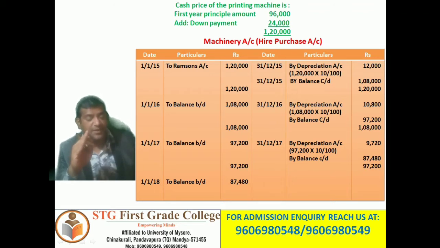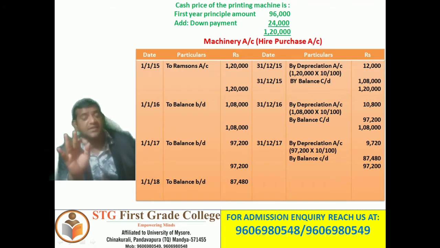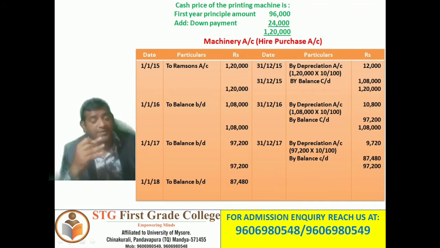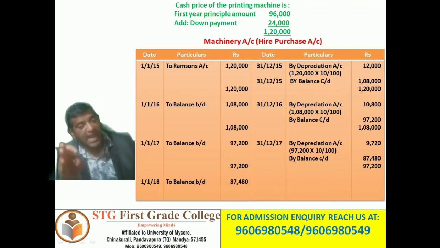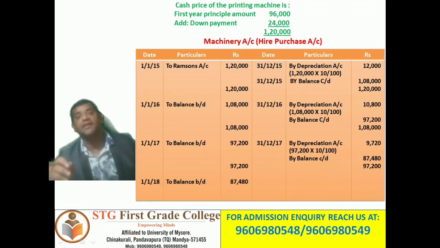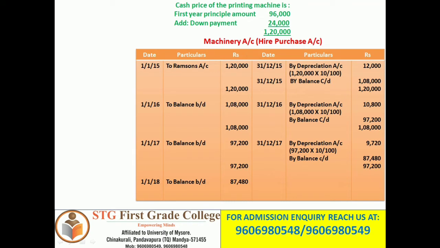So we will be ending up this table here because in the problem he clearly said for 3 years. So now I have completed 3 years, 15, 16, 17. So now 18th year, so I am bringing down and leaving like that. That is on the debit column 1/1/2018 to balance brought down 87,480 rupees. So now we are done with the machinery account.